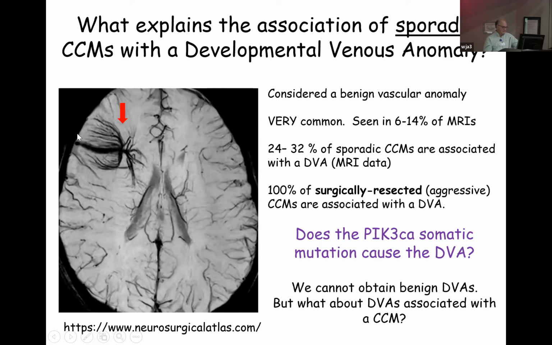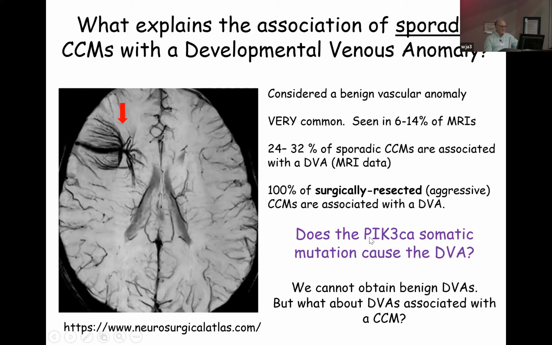And on this particular MRI, you see this almost palm tree-like appearance, we call it. These are very common. They're seen in about 6 to 14% of MRIs if you look at the literature, but about 24 to 32% of sporadic CCMs are associated with the DVA on MRI data. But 100% of the surgically resected aggressive CCMs, it may not be exactly 100%, but this is what my neurosurgery colleagues tell me, 100% of these aggressive ones are associated with a DVA.